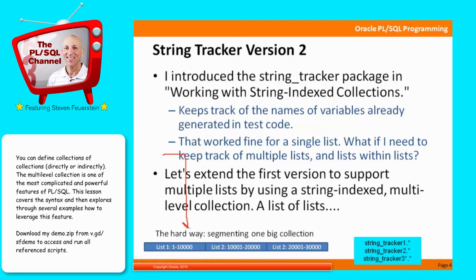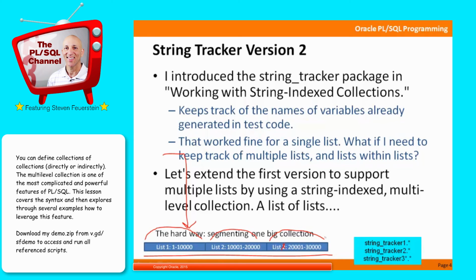In other words, I took one big collection, one big associative array, which can have up to about 4.3 billion elements in it, lots and lots of index values to choose from. And I would segment that one big collection. I would say, well, all the index values between 1 and 10,000, that goes to list 1. List 2 is 10,001 to 20,000. List 3, whoops, sorry about that. List 3 is 20,001 to 30,000.